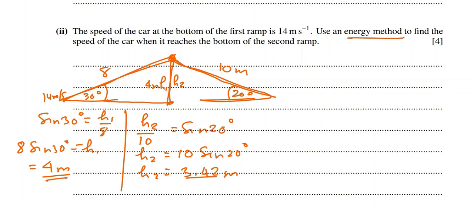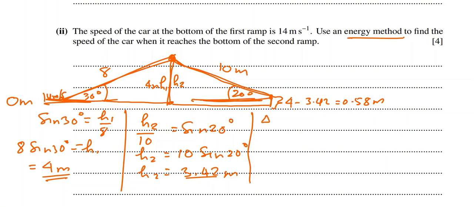That means this level is lower, let's call it 0 meters height, and this level is a little higher than this level, and this height will be 4 minus 3.42, which is 0.58 meters. That is the height difference between the two corners of the ramps. So now let's use the energy method.